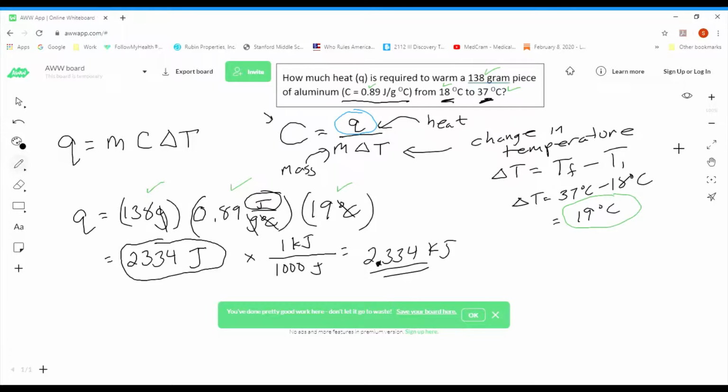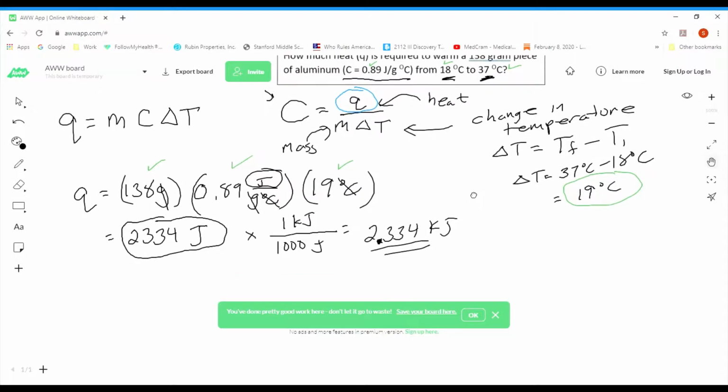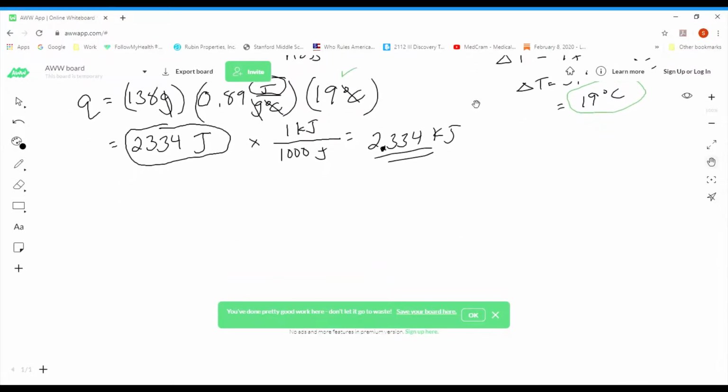One last thing, and that's pretty much this problem here, but I'm going to do one last thing. Let me move this up. Let's say you were asked to turn this answer into calories. And I tell you that 1 calorie equals 4.184 joules. So 1 calorie is 4.184 joules. Because you have this equality, you can go ahead and convert the joules to calories also.